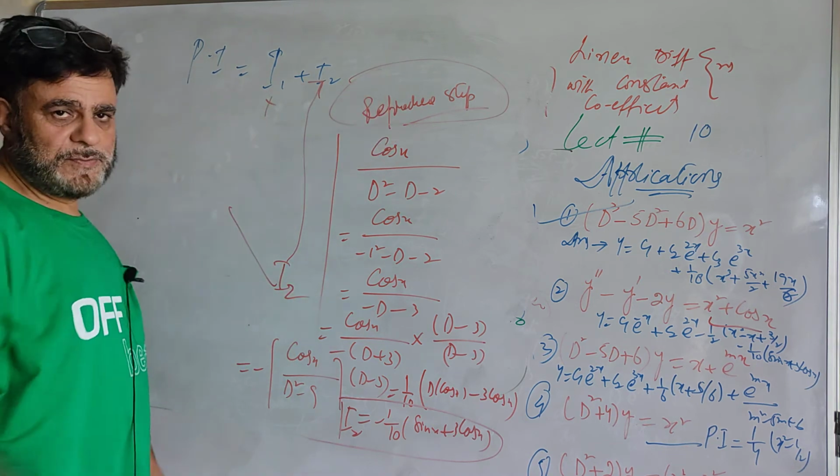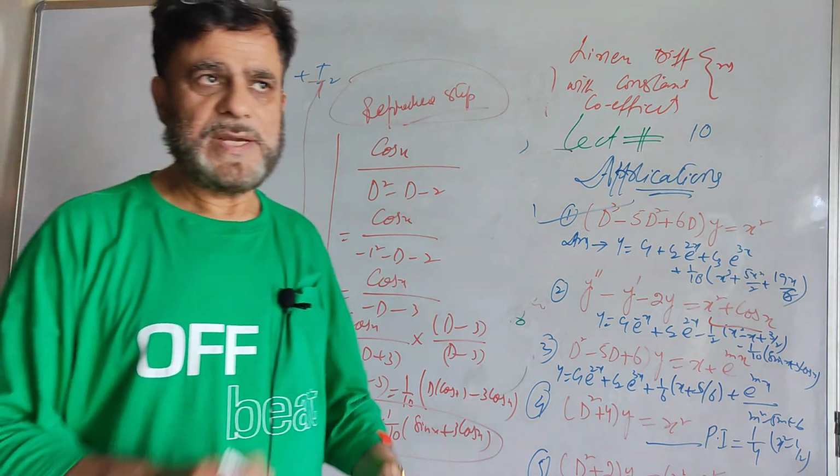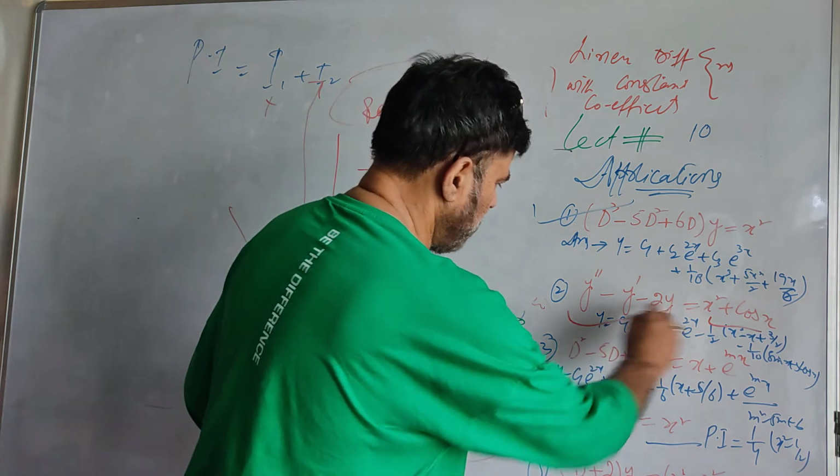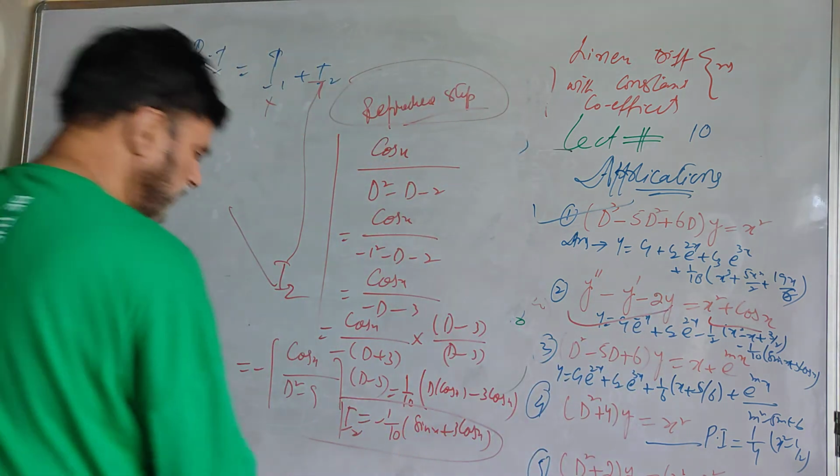I1 is okay. Then you will write the complete solution: y equals complementary function plus particular integral. This will be your this part. Okay.